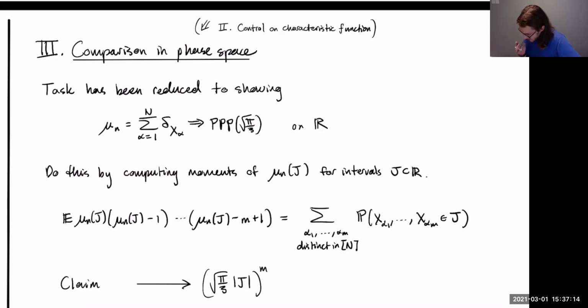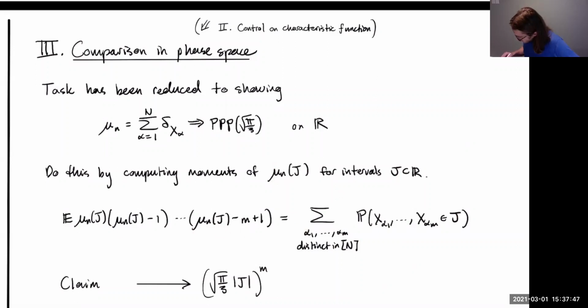And so how does that help? We've now reduced the task to showing that our point process of approximate scaled local minimizers converges in distribution to a Poisson point process of intensity root pi over 3. And we'll show this by computing moments. So we fix an arbitrary interval J, and so this is just some integer random variable, and we compute factorial moments.